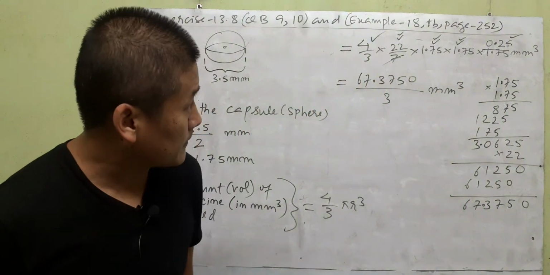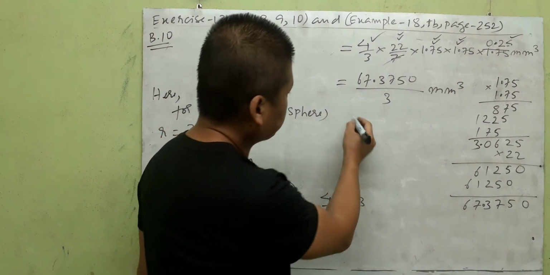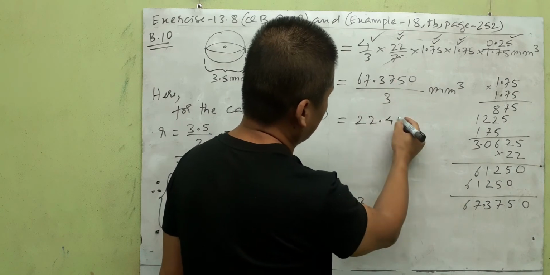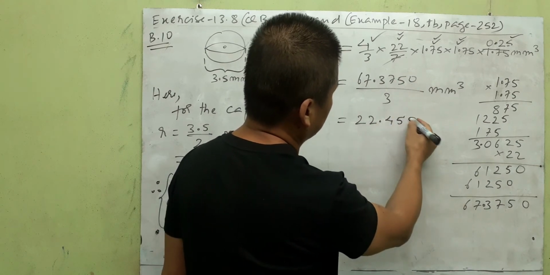So that will be equal to 3 2s are 6, 3 2s are 6, 1 in hand, 3 4s are 12, 1 in hand, 3 5s are 15, 2 in hand, 3 8s are 24.